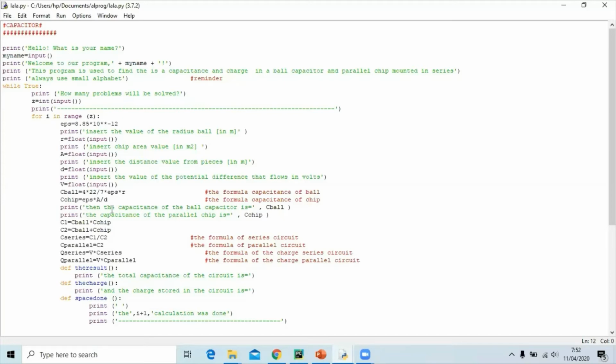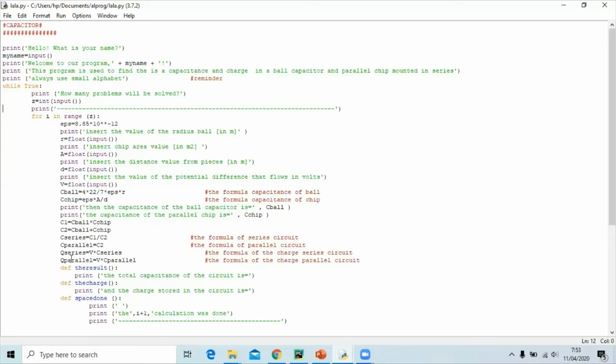the capacitance of ball capacitor is, with this formula, and the capacitance of the parallel chip is, with the formula of the chip parallel, and this is the formula of series circuit, and this is the formula of parallel circuit, and then this is the charge of series circuit, and this is the charge of parallel circuit.